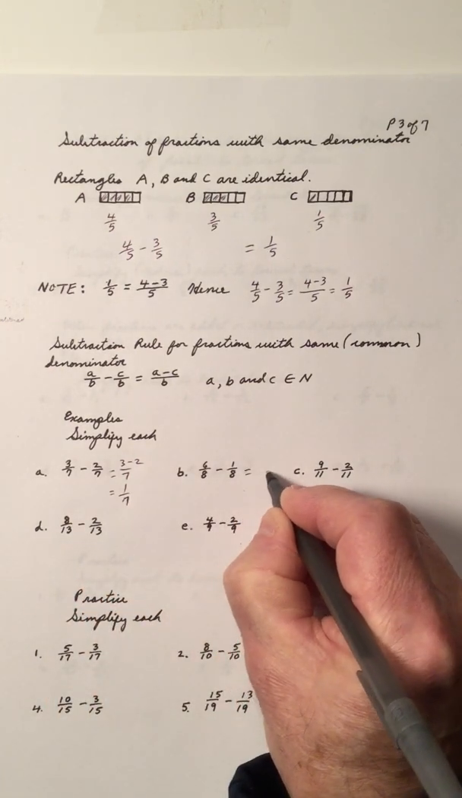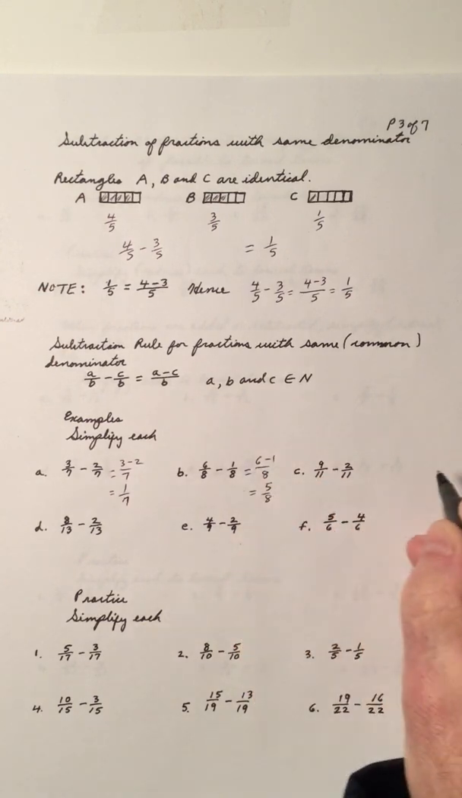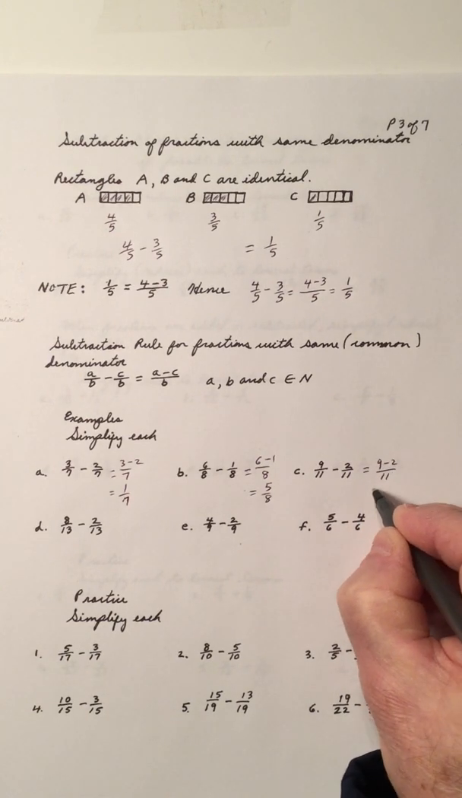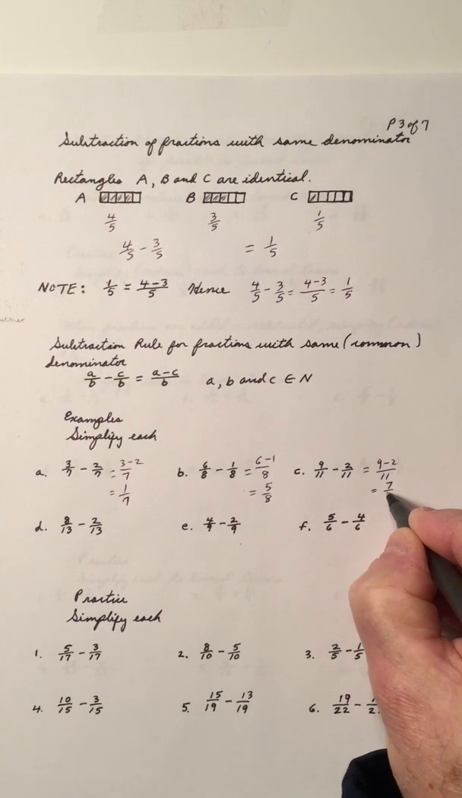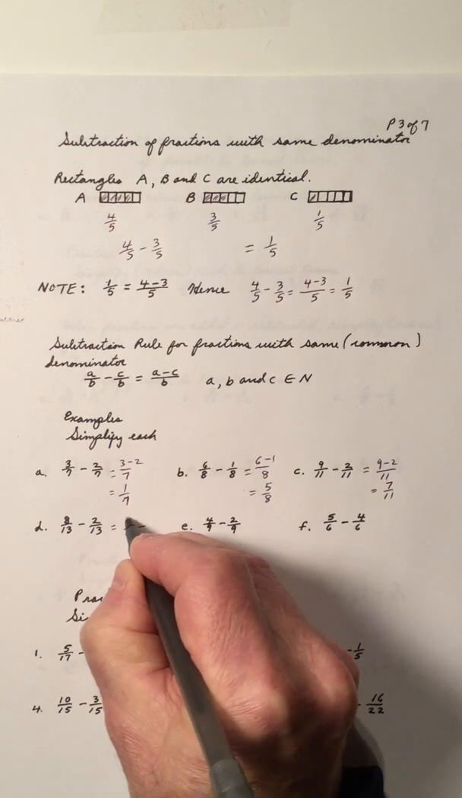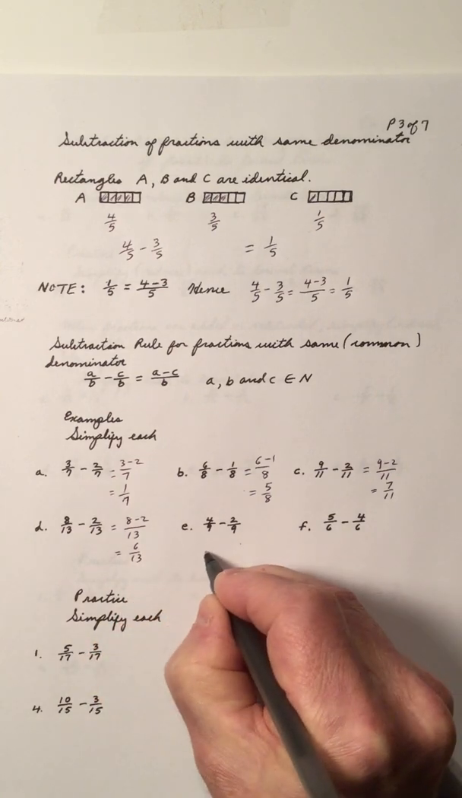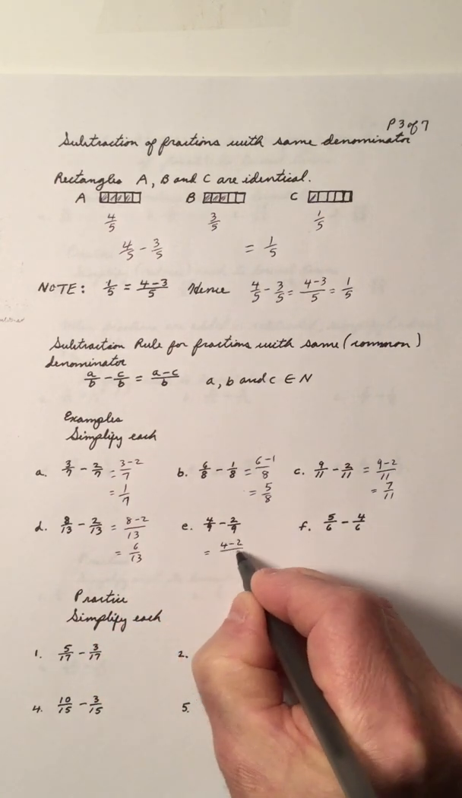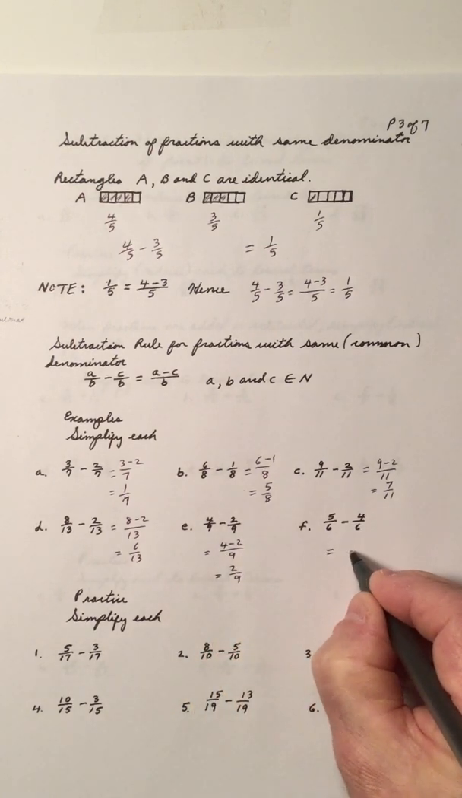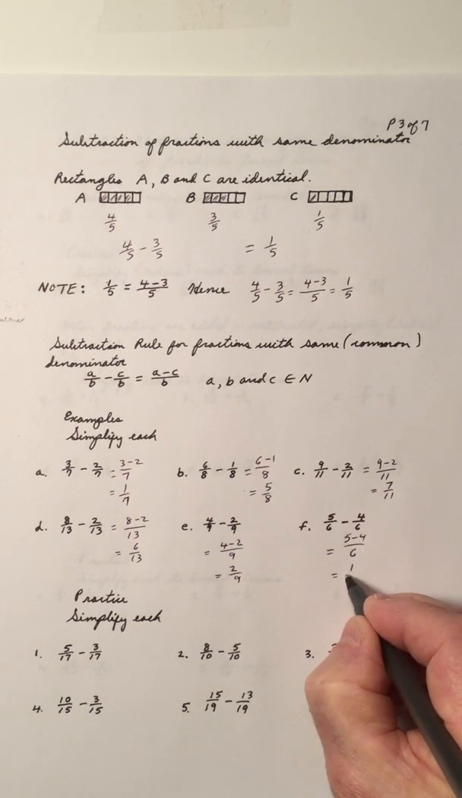We keep the denominator and subtract the numerators, and we get a 5. We keep the denominator of 11 and we subtract the numerators, and we get a 7 over 11. Keep saying it. Keep the denominator, subtract the numerators, and we get a 6 over 13. Subtract the numerators, keep the denominator, 2/9. Keep the denominator of 6, and 5 subtract 4 is 1/6.